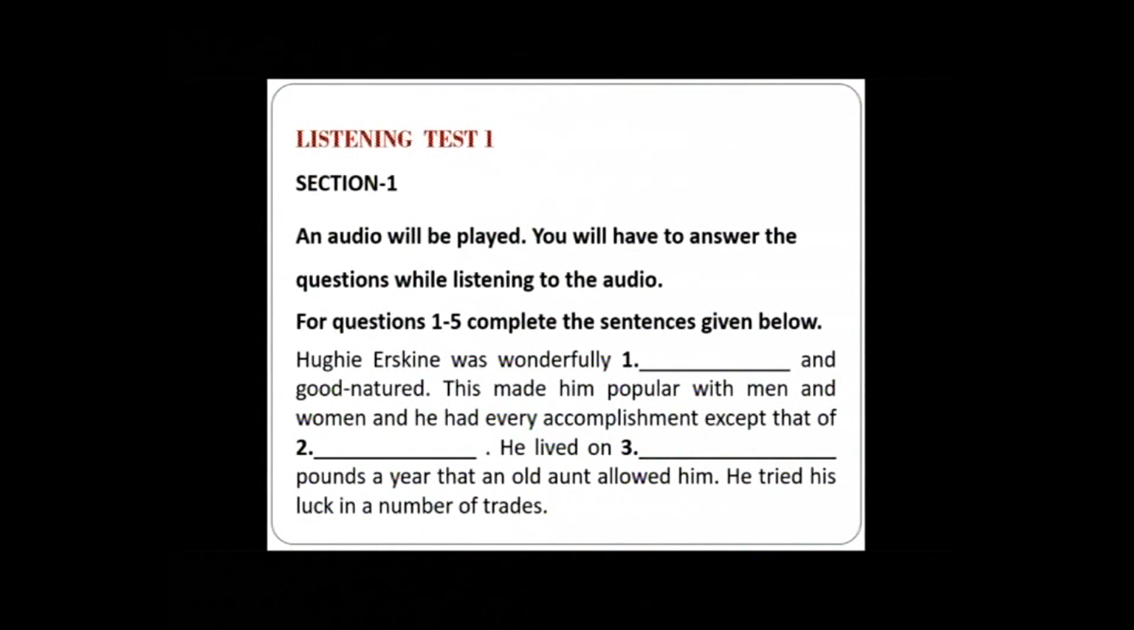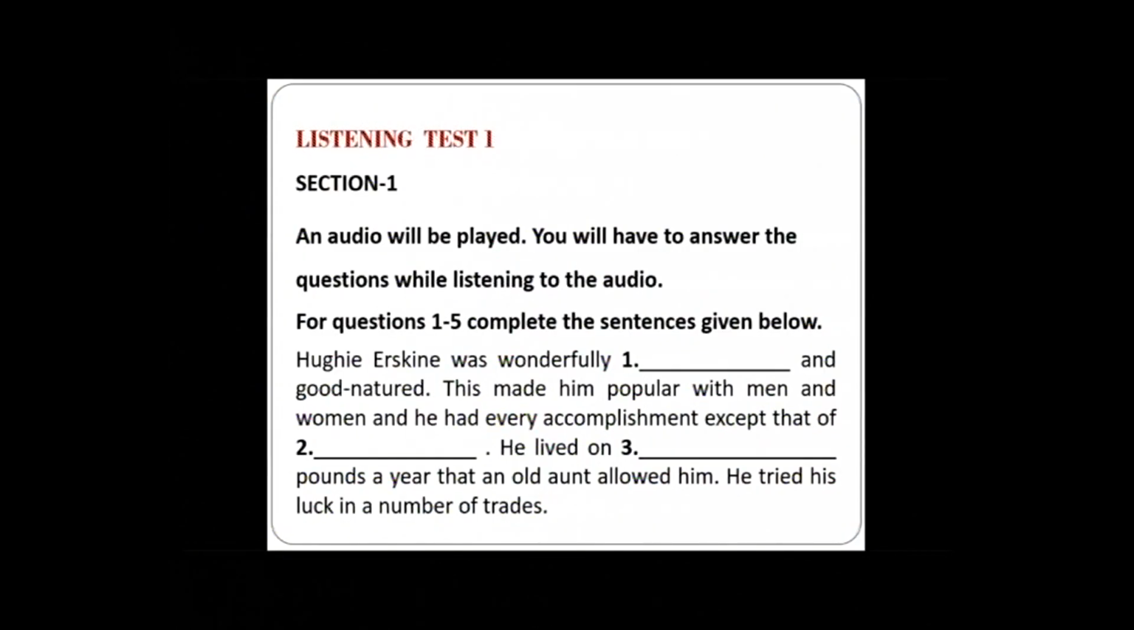Here is the question paper. Listening test. Lesson The Model Millionaire. You will listen to an audio and answer the questions as you listen. Before you listen to the audio, please read questions 1 to 5. Now listen to the audio and answer the questions.